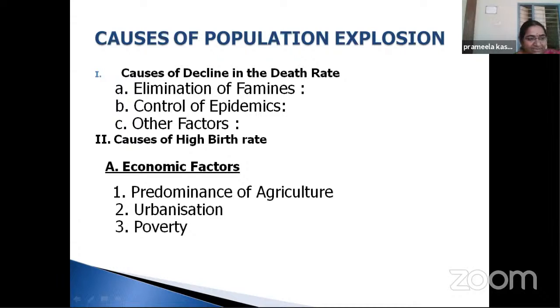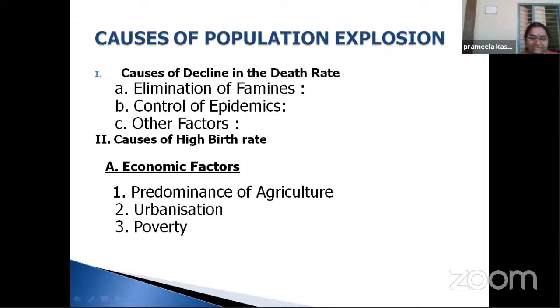Due to that, it leads to high birth rate in the economy. With the predominance of the agriculture sector, most of the Indian economy depends on agriculture. Due to underdevelopment of other sectors, they are unable to provide employment opportunities to the increasing population. So the increasing population depends on agriculture only, increasing at a rapid rate, and they use only primitive methods. The productivity in agriculture is very low, and more people than required depend on agriculture.